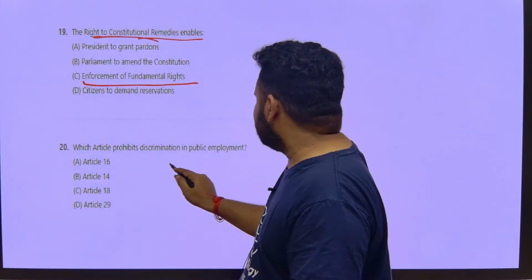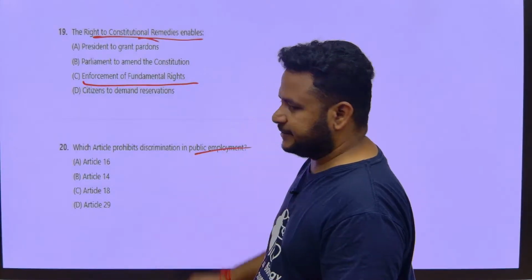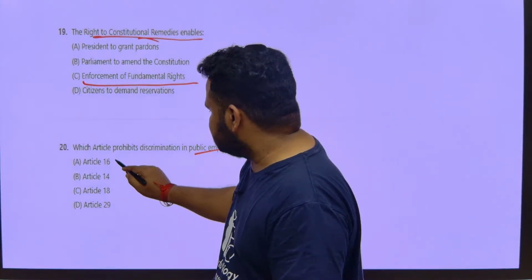Which article prohibits discrimination in public employment? 16. Correct? 16. That's it. So we are done with fundamental rights.